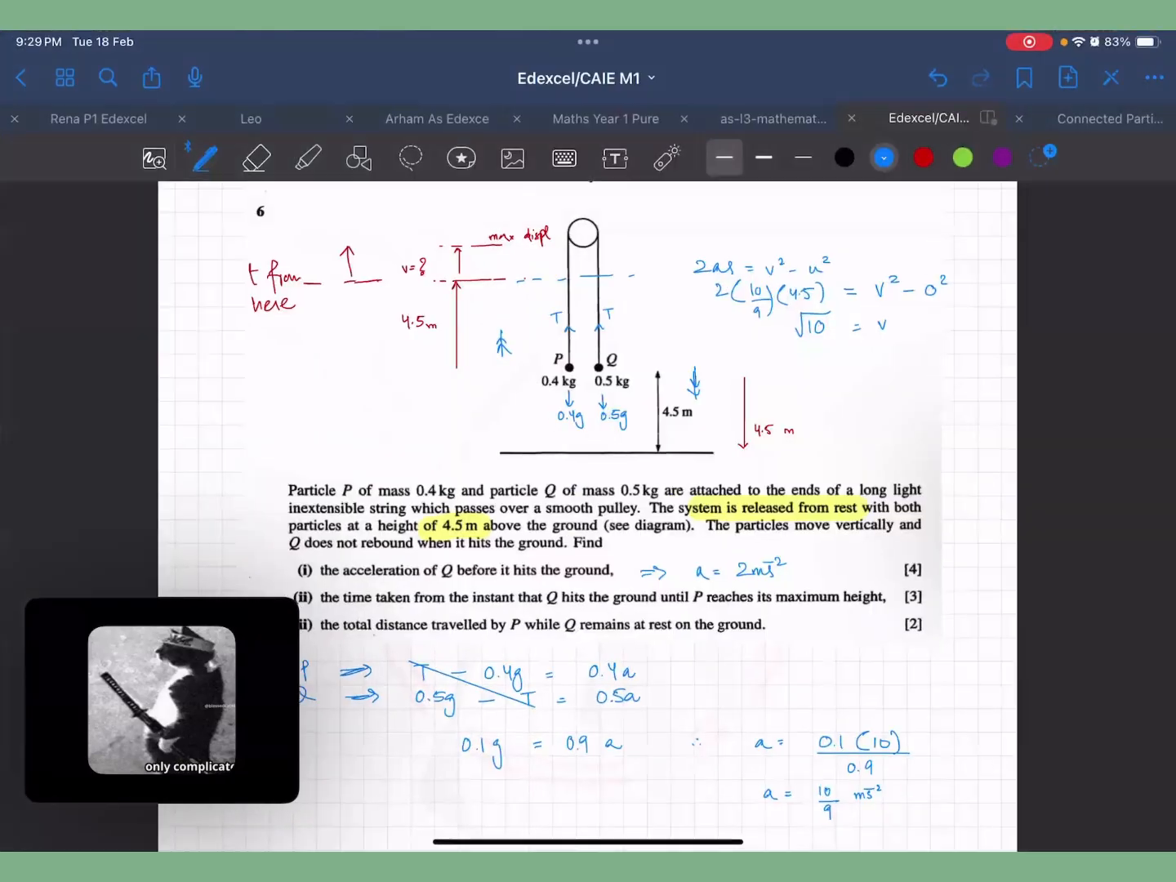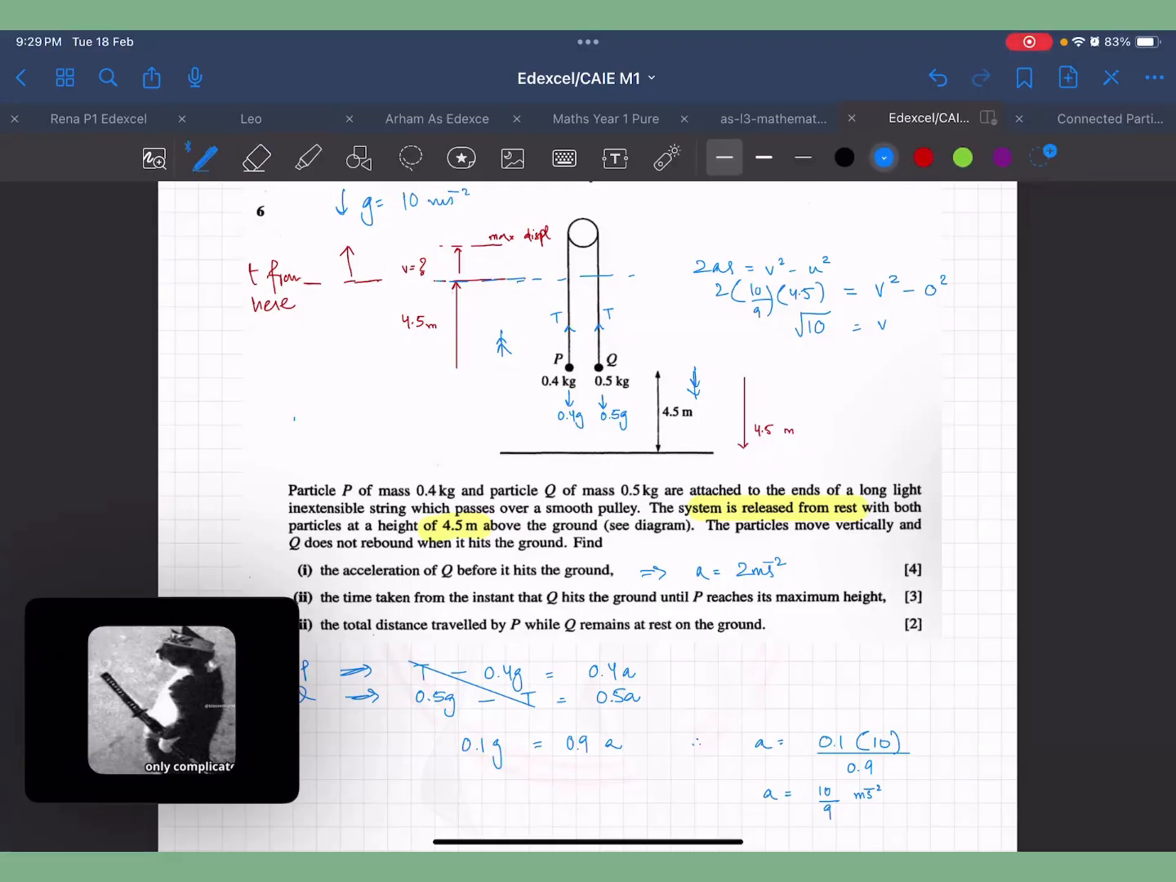And now, after this situation, the particle P would be in free fall motion. Because Q is now resting on the ground, the string would become slack. And when the string is slack, the particles will move independently. So P would now experience g, which is downward, minus 10 meters per second squared. We have given the direction with the arrow downwards.